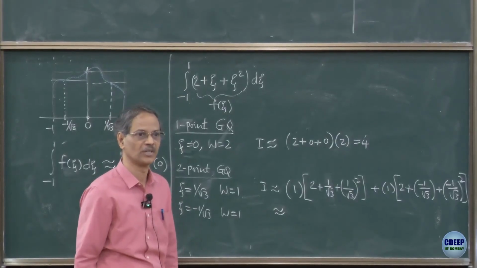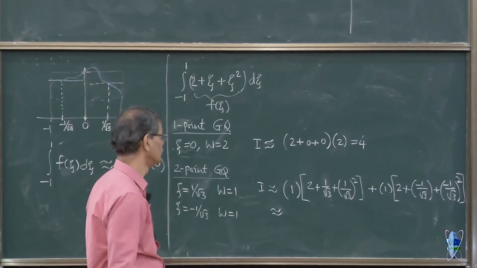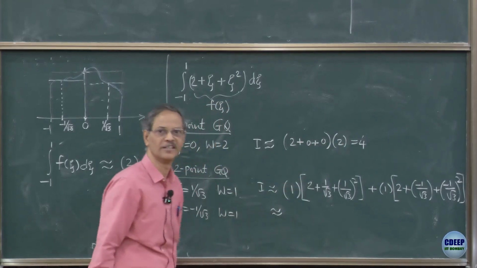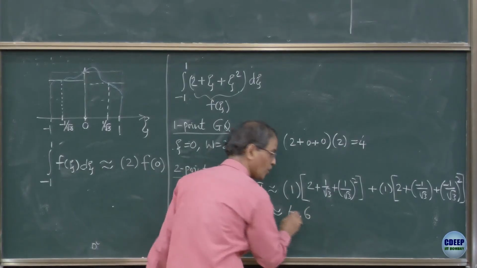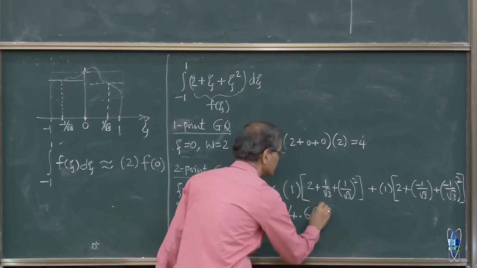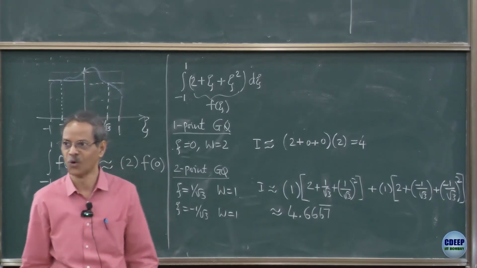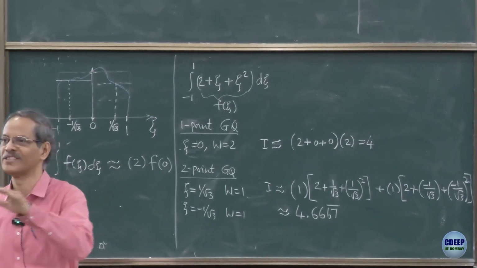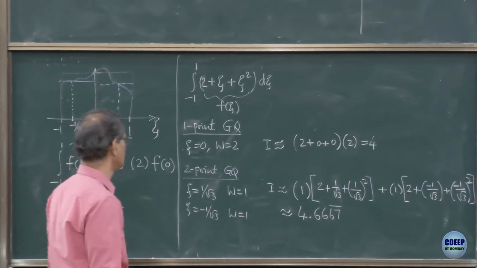14 by 3 means how much? 4 point. 14 by 3 wouldn't help me to see if it is converging. 4.6 what? 666. Okay. Fine. So, you are now slightly better. From 4, you have become 4.66. Now, complete it for 3 points, for example. You can do it for 3 points.